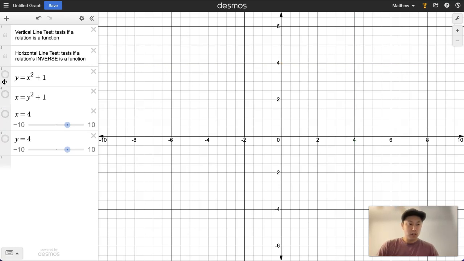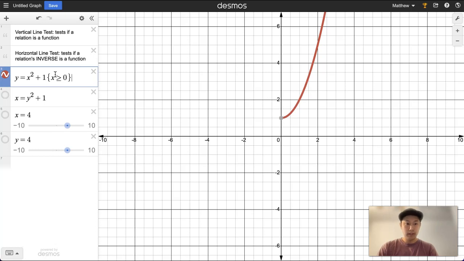So let's go back to the original. Now I'm going to show the restrictions. With the restrictions, what did we have? We had x is greater than or equal to 0. If I change the domain to just show this half of the parabola, and then I do the horizontal line test now, it will pass. It does pass the horizontal line test because it now only hits one point at a time, which then means its inverse should be a function now.